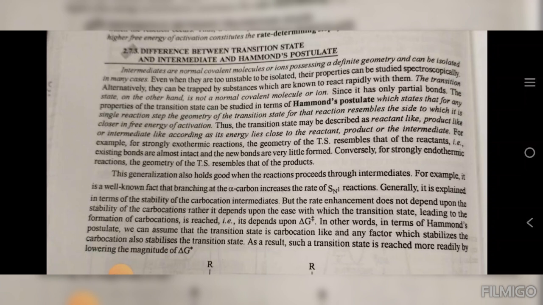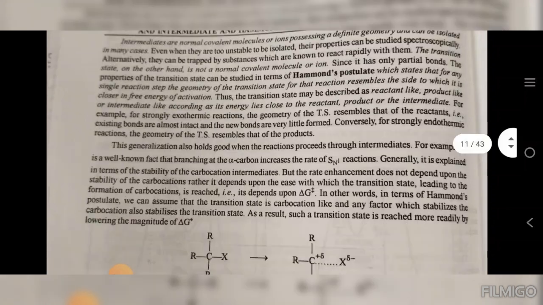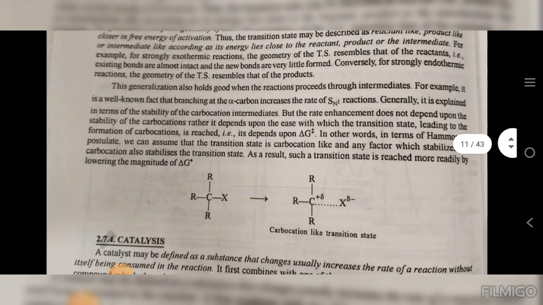For example, for strongly exothermic reactions, the geometry of the TS resembles that of the reactants. Existing bonds are almost intact and the new bonds are very little formed. Conversely, for strongly endothermic reactions, the geometry of the TS resembles that of the products. This generalization also holds good when the reaction proceeds through intermediates.